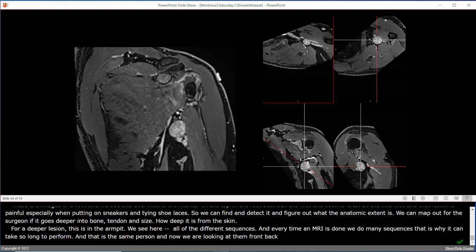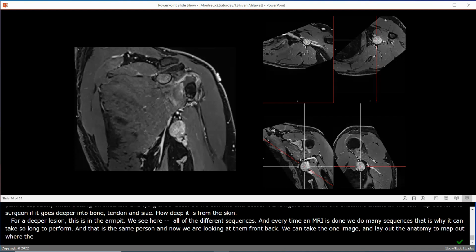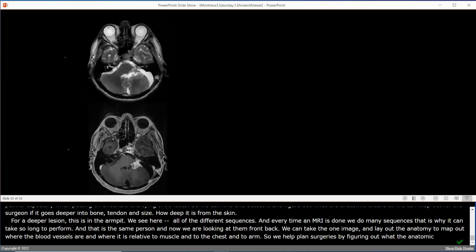And we can take that one image and lay out the anatomy so we can map out where the blood vessels are, where it is relative to muscle, to the chest, and to arm. So we help plan surgeries by figuring out what the anatomic extent of a lesion is.